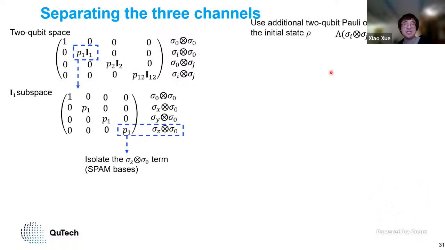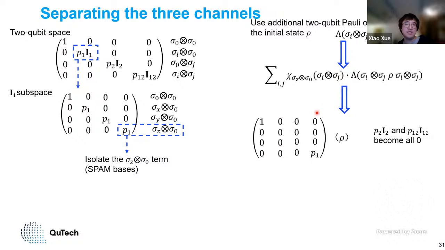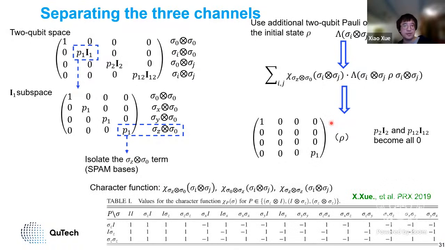This can be done very easily by a method we developed called character randomized benchmarking. We apply two-qubit Pauli gates at the beginning to the initial state rho, and then we fit it to a depolarizing noise channel. If you sum up all the results weighted by the character function of the two-qubit Pauli operators in the representation of sigma z, sigma 0, then you obtain such a noise channel. The method is very easy to do, and you can keep p1 here while setting the other two blocks entirely to 0. So you can isolate a single exponential decay from the others. Similarly, you can do it for p2 and p12. The character functions are very easy to calculate, and we wrote them down here.